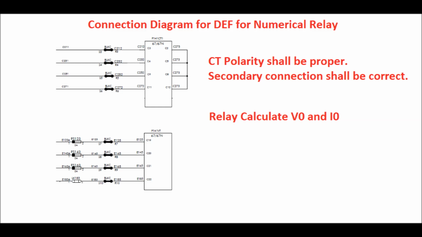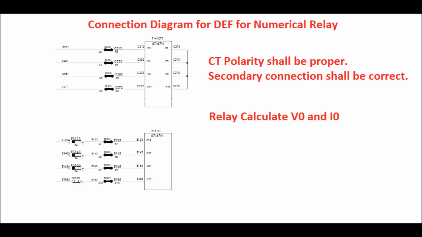Again, for the neutral coil, the connection should be from the entry point C12 to C11. Otherwise, the polarity will be reversed. And during a line fault, this earth fault relay may not detect the earth fault at the transmission line.